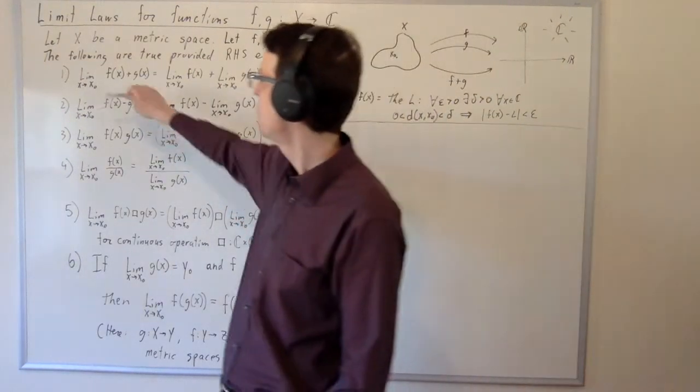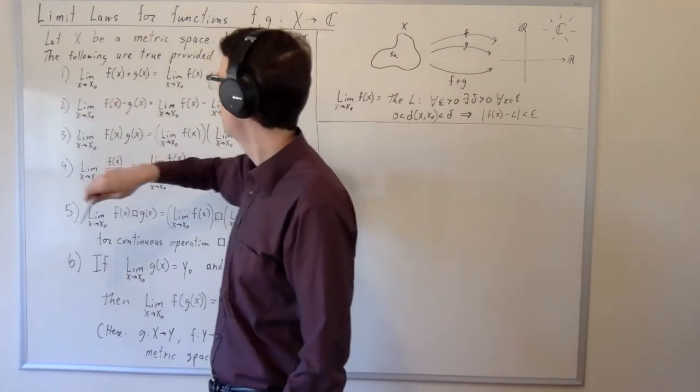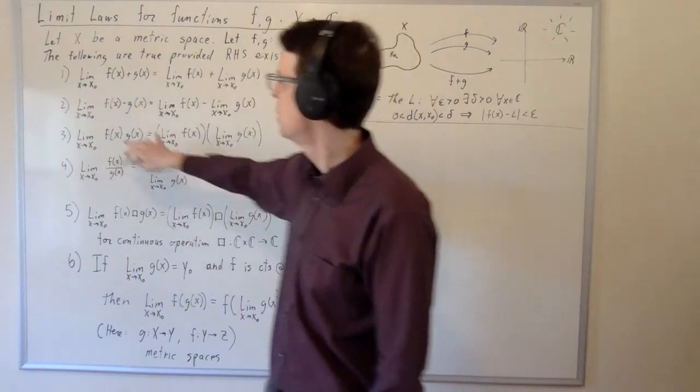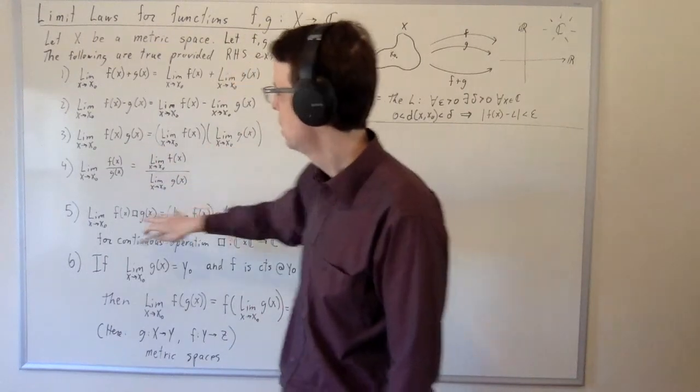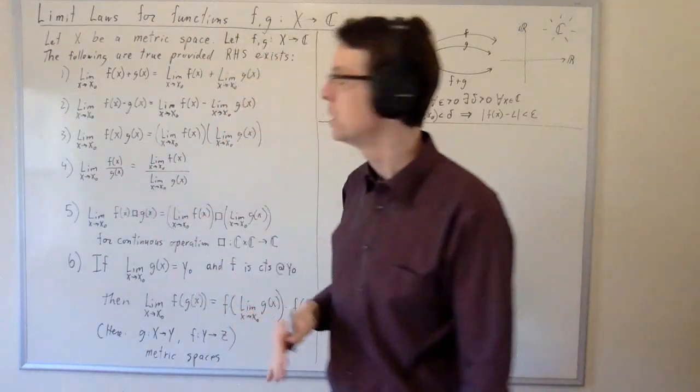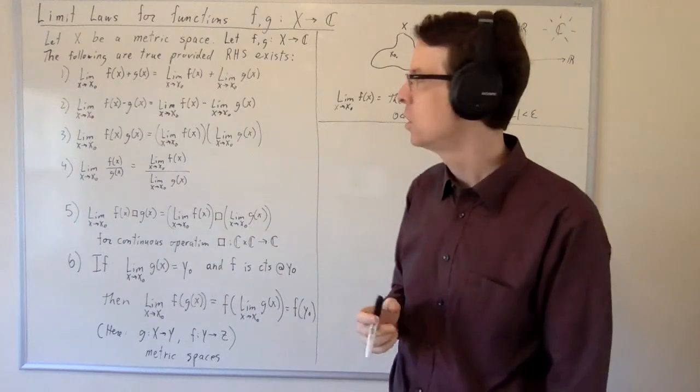We have the limit of the sum of 2 functions as we approach some point is the sum of the 2 limits. The limit of the difference is the difference of the limits. The limit of the product is the product of the limits. And the limit of the quotient is the quotient of the limits. So everything works out as nicely as you could expect.